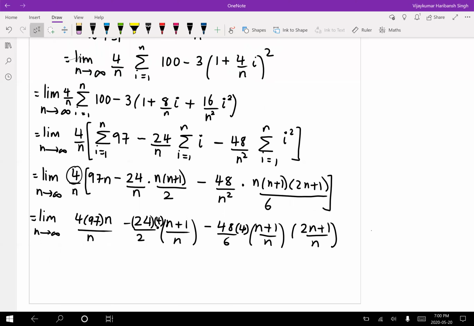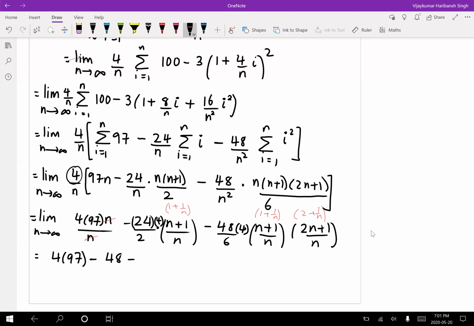So now we need to simplify this. This n will go away with this. This will become 1 plus 1 by n. This will become 1 plus 1 by n. This will become 2 plus 1 by n. Now the limit as n goes to infinity of 1 over n is 0. So we'll be left with 4 times 97 minus 24 times 4 divided by 2, which is going to be 48.